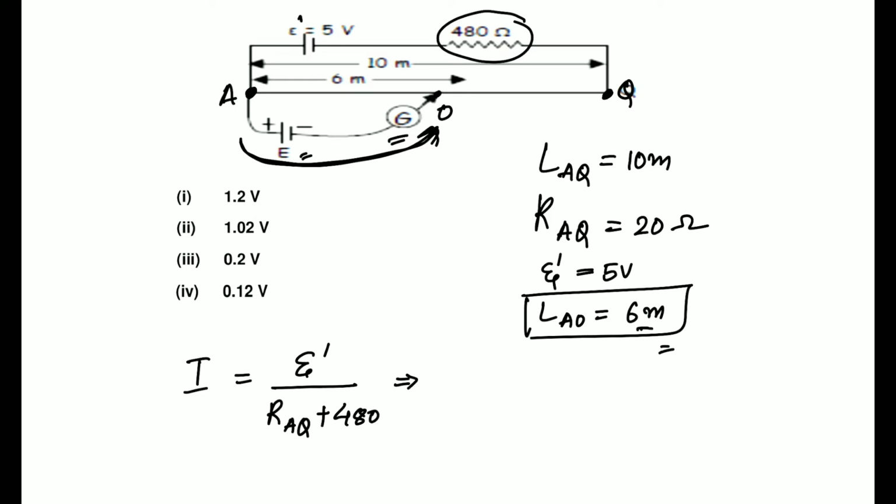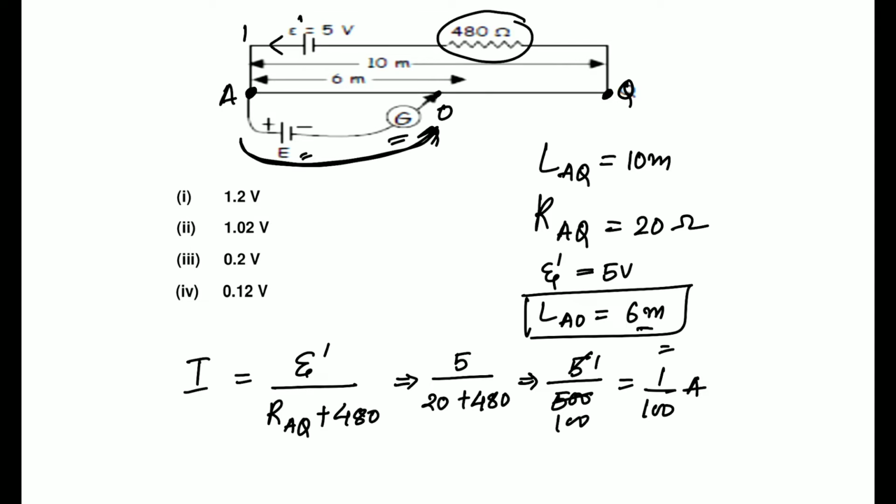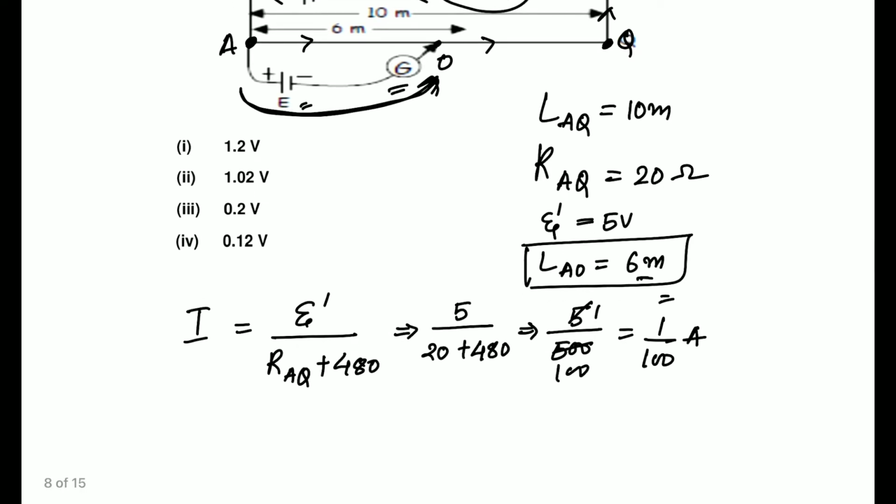Is that a yes or no? So this can be further written as 5, RAQ is given to me as 20, plus 480 is the external resistance. Or I can simply write 5 divided by 500. This is 1 and this is 100. So the value of current is 1 upon 100 ampere. You have to understand that this much current is flowing in your circuit, that is 1 upon 100 ampere.